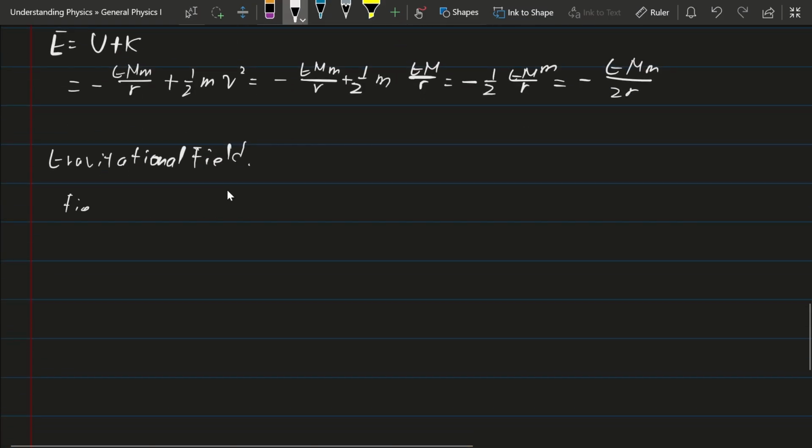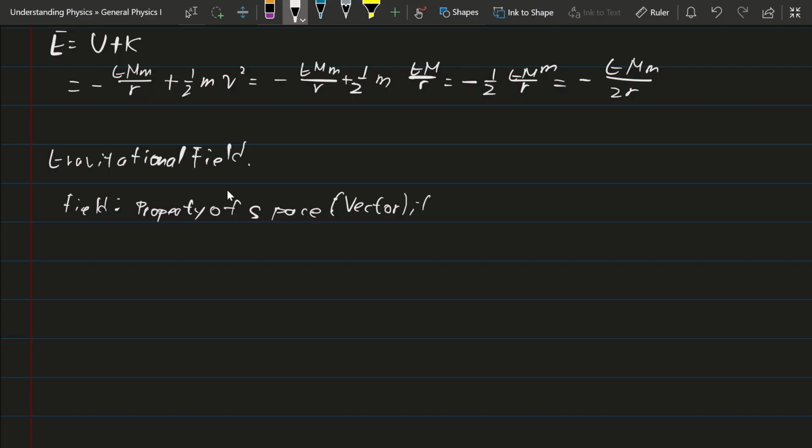So a field is a property of space, and it is a vector quantity, and it is a function of time and space. What does this mean? Basically a space will have a certain position, and during a certain time it will have a certain field which corresponds to a direction. There are lots of different types of fields. One of them is the magnetic field, the other one is the electric field. But here, we want to talk about the gravitational field.